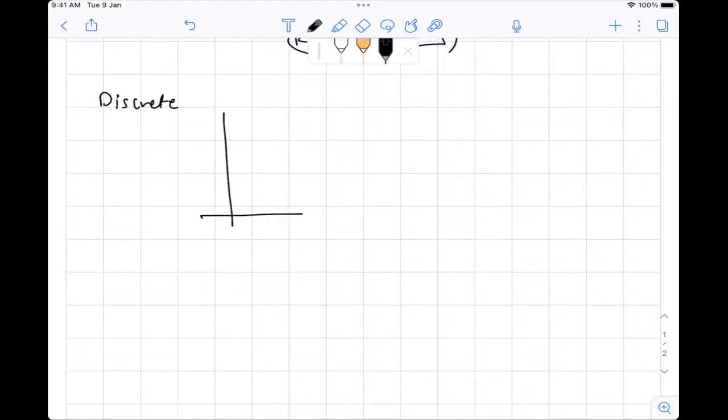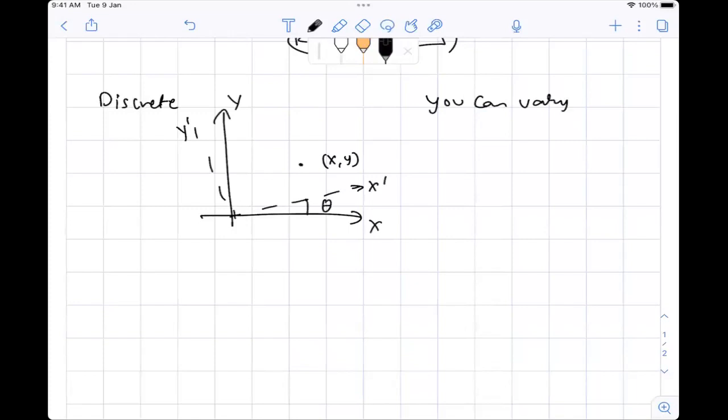So let's say you consider this two-dimensional coordinate system, this is x comma y, and you fix a point, let's say x comma y. And you imagine some other coordinate system, let's say this one, x prime, y prime, and you rotate it keeping the origin the same by an angle theta. So now you can see that you can vary this angle theta continuously.